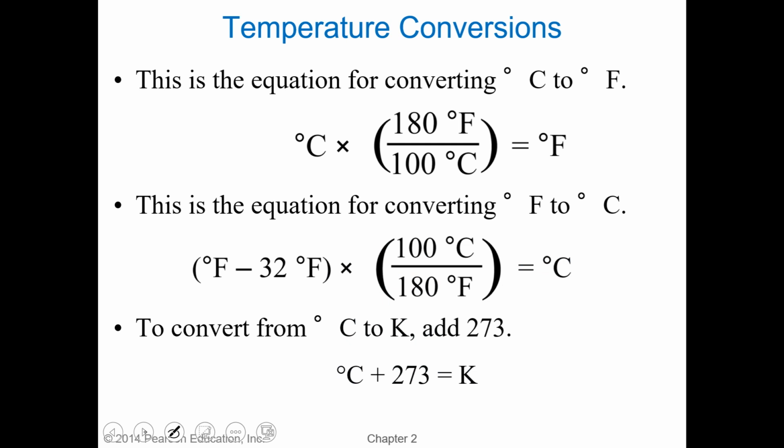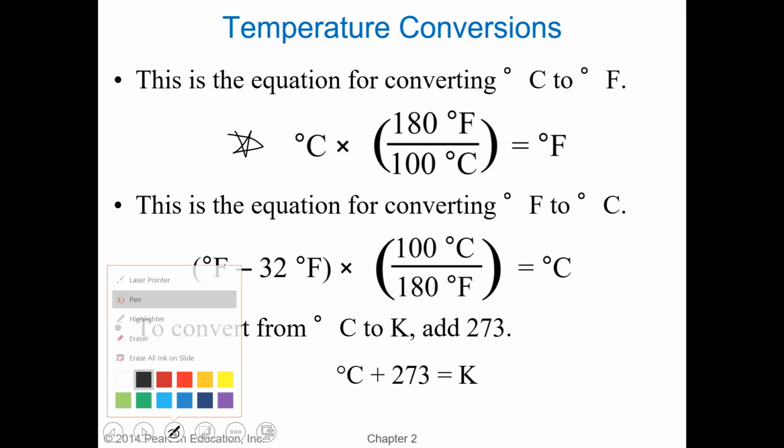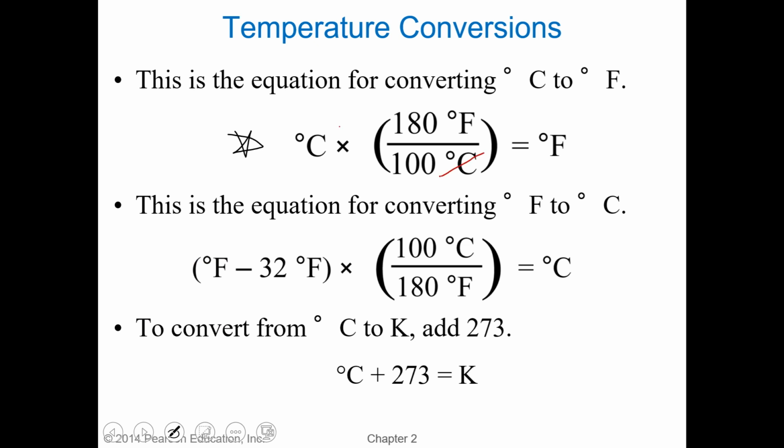So when converting from Celsius to Fahrenheit, this is your equation. Degrees Celsius times 180 divided by 100. You'll note the degrees Celsius cancels, and you're left with Fahrenheit. For Fahrenheit to Celsius, this is your equation, but this is the one you are responsible for.